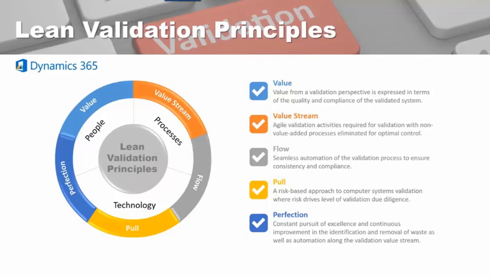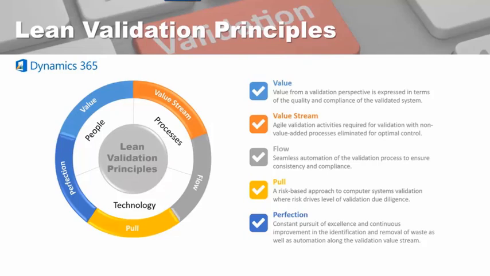The value stream. If you think about agile software development, most software applications, including Dynamics, are developed and implemented using agile development processes. Remember what I was saying earlier about the V model for validation, which hasn't changed in 40 years? Well, that V model has been turned on its head a little bit with agile development processes. So again, we need to rethink our validation processes and make them more agile so that we streamline them and eliminate non-value added processes.